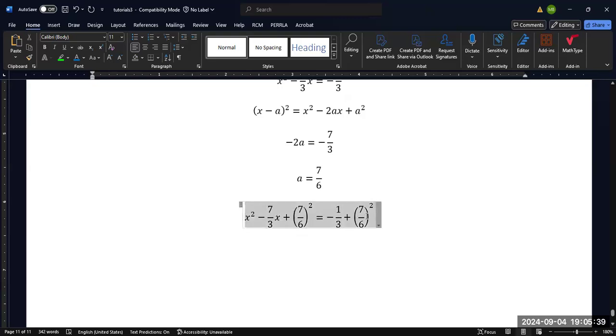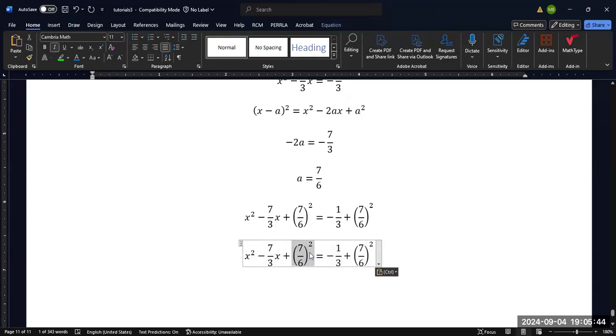And I can rewrite this expression on both sides. 7 over 6 squared is going to be 49 over 36. And on this side of the equation, I'm going to take my 49 over 36 and I'm going to subtract a third. So 49 divided by 36 minus 1 divided by 3. I would normally want to find a common denominator and so forth. But what this is essentially going to end up with in the end is 37 over 36.